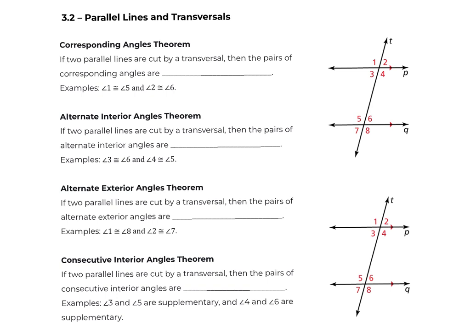As I look at this picture, what do I notice about P and Q? They're parallel. How do we know that? They never touch. How do we know they never touch? The arrow, right? And we're not talking about the arrows on the ends of the line. We're talking about this red arrow right here that's in the middle on that line, okay?